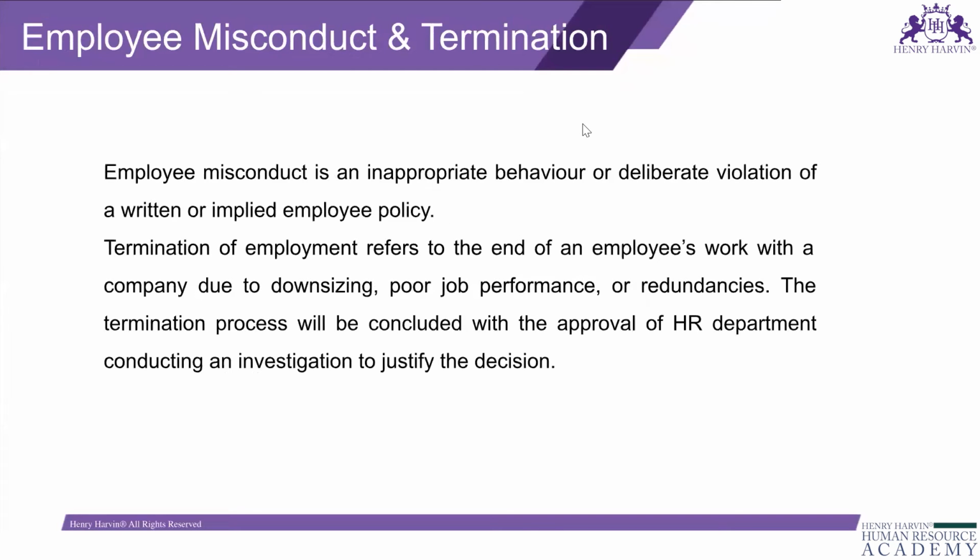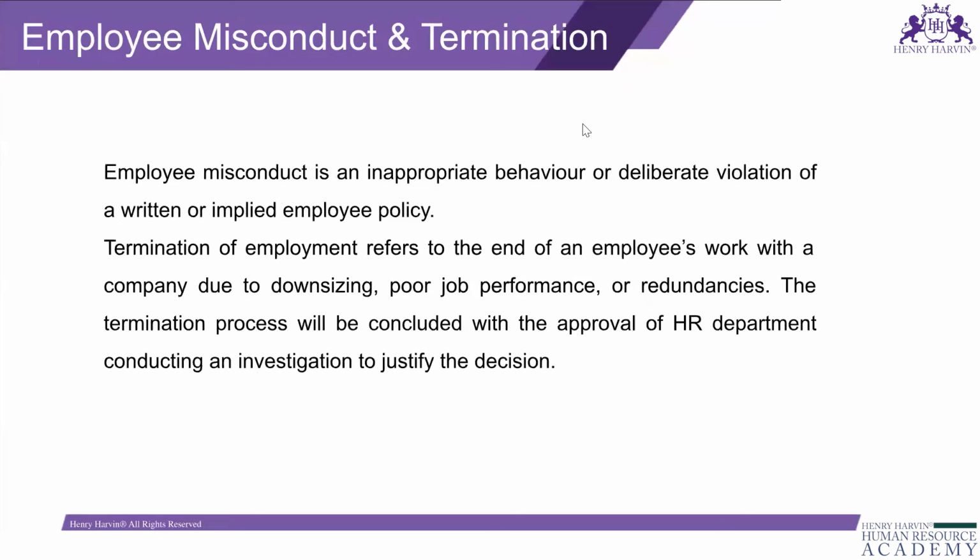Next, employee misconduct and termination. Employee misconduct is inappropriate behavior or deliberate violation of a written or implied employee policy. Termination of employment refers to the end of an employee's work with the company due to downsizing, poor performance, or redundancy. The termination process will include the approval of the HR department conducting an investigation to justify the decision.